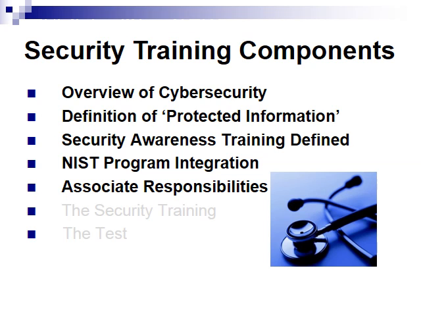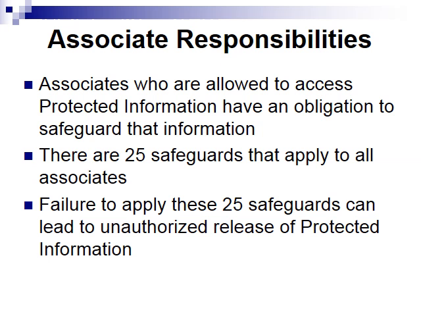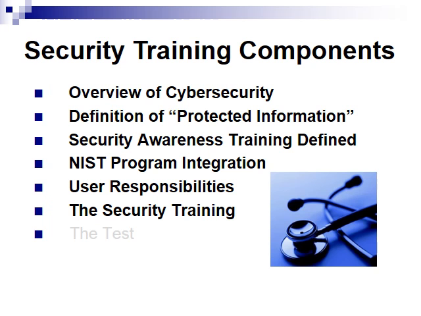All associates handling sensitive information have a responsibility to protect that information. There are 25 security safeguards that need to be followed by associates under the NIST information security protocols. Failure to follow these precautions can result in the unauthorized release of protected information and damage to clients. Security training for associates includes review of each of the 25 initial safeguards.